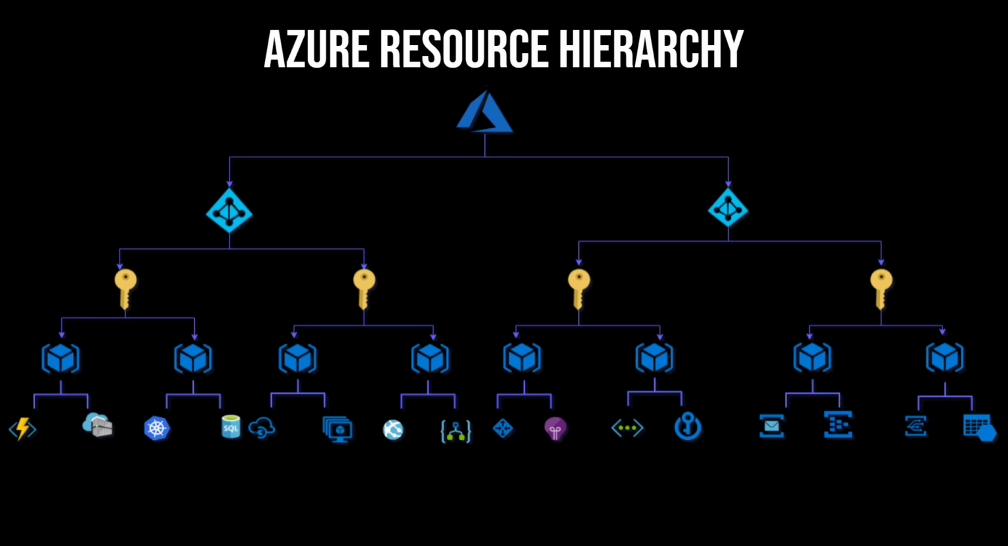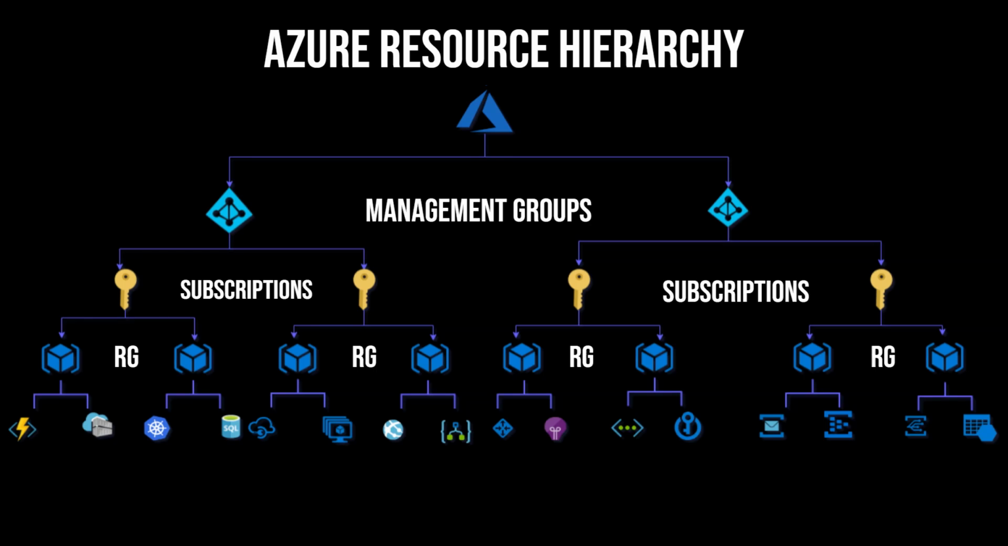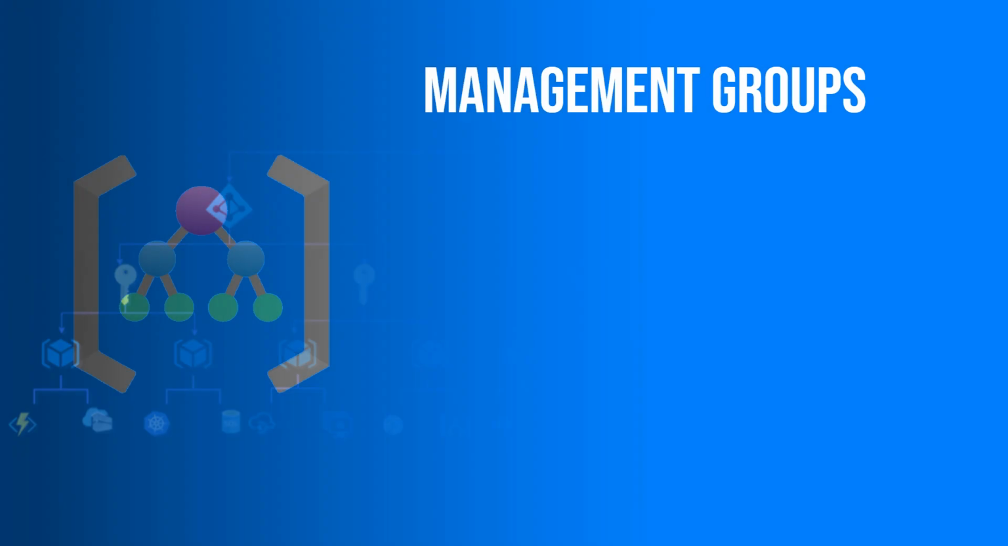So, the Azure resources are organized in a layered structure that allows administrators to apply policies, access controls, and governance at different levels. The hierarchy consists of four main levels: management groups, subscriptions, resource groups, and resources. So let's get started with the management groups.